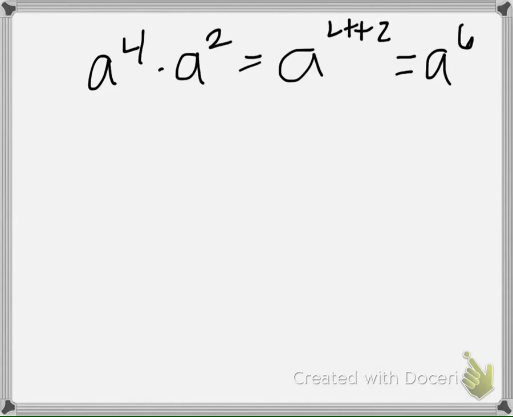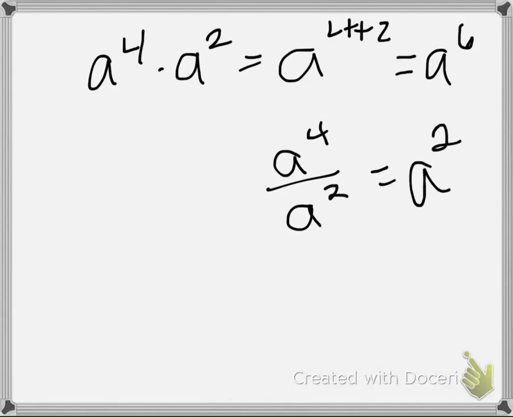So what do you think we would naturally do if we were dividing exponents? For example, a to the fourth over a to the second. What's the opposite of addition? Subtraction. So what are we going to be doing when we divide exponents? Subtracting. So a to the fourth divided by a to the second is a to the second, okay?